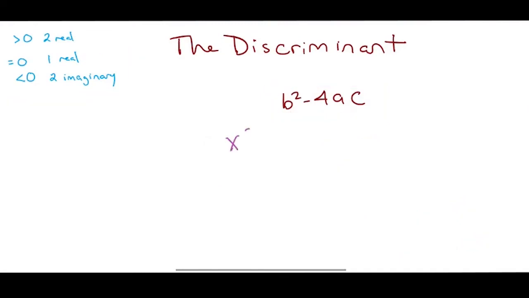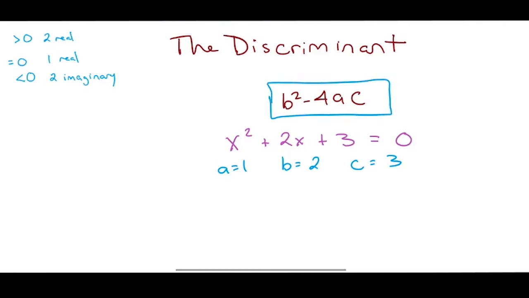All right, what if I have x squared plus 2x plus 3 equals 0, and I want to find the discriminant and how many solutions this equation has? Well, I know that a is 1, b is 2, and c is 3. I plug these into the discriminant. b is 2, so 2 squared minus 4 times a times c. Well, 2 squared is 4, minus 4 times 1 is 4, times 3 is 12. Well, 4 minus 12 is negative 8. So my discriminant is negative 8.